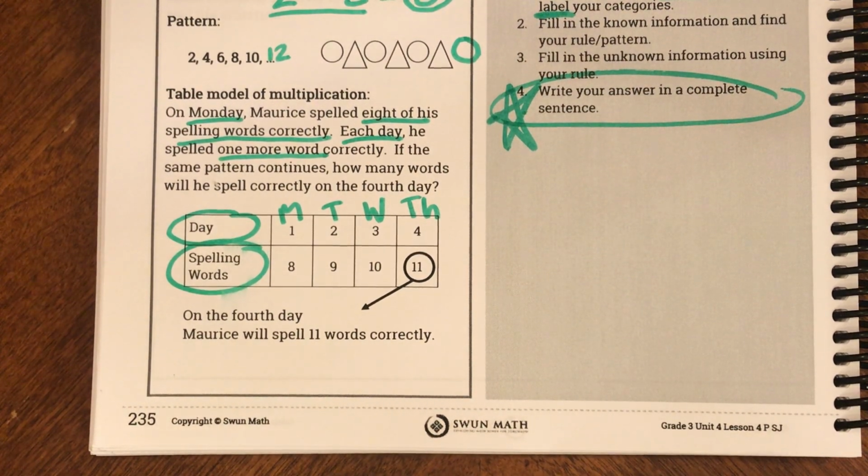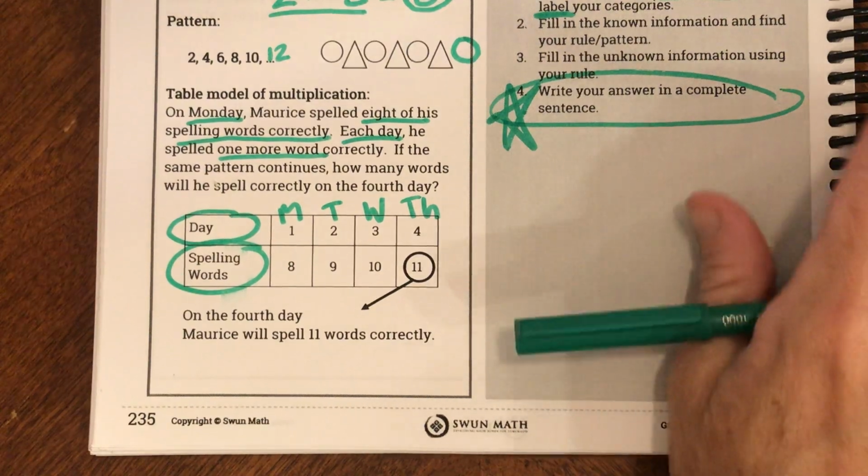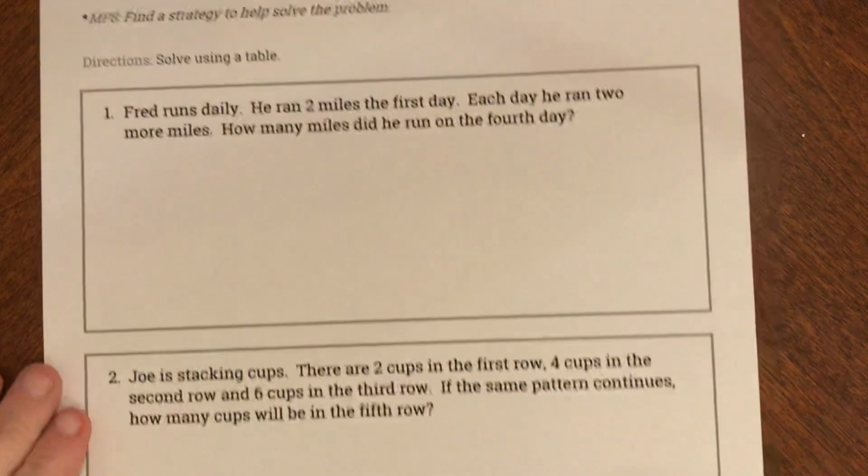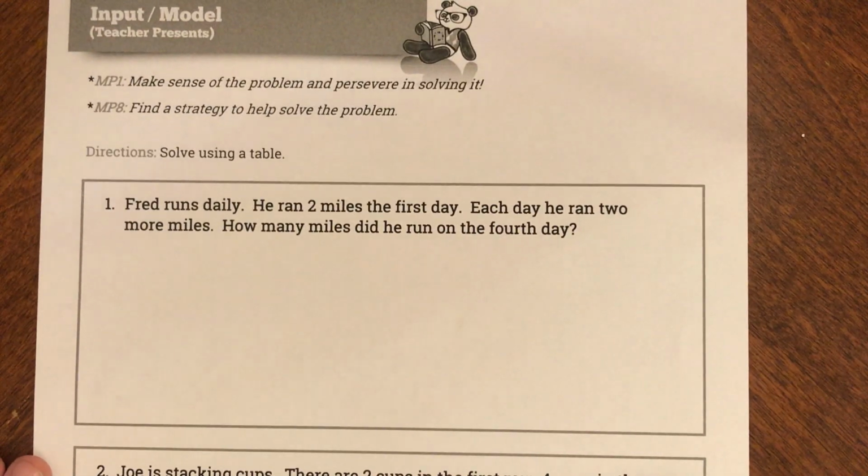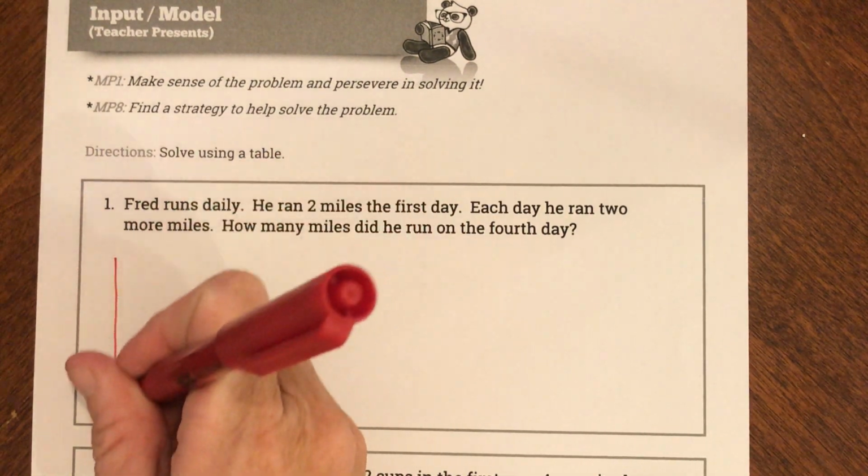Okay, so let's look at my first problem. And you can follow along with your steps as I do my problem. Here is my first one, and it says, Fred runs daily. He ran 2 miles the first day. Each day he ran 2 more miles. How many miles did he run on the 4th day? Okay, so let's look at this. I'm going to draw a table.